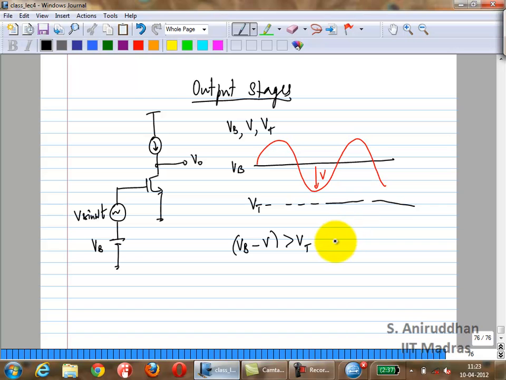In such a case, we say that the conduction angle theta is 360 degrees, because throughout the cycle the transistor is always on.